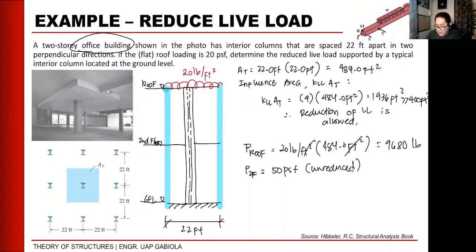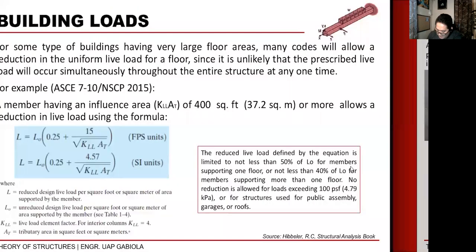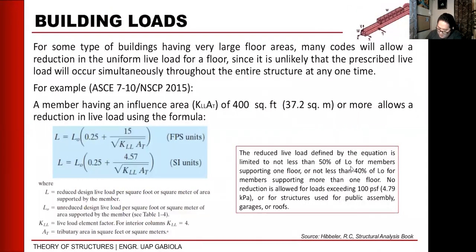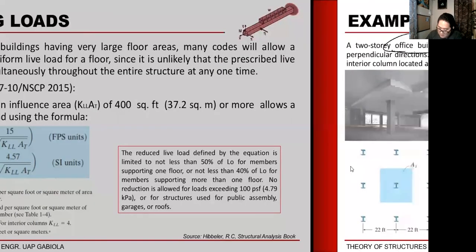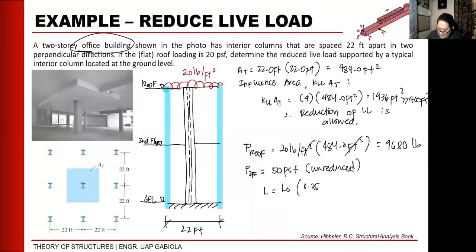Okay? Pero since na-prove natin dito sa portion na to na reduction of LL is allowed, calculate natin yung value ng L. So, L is equals to L sub O, formula niya, times 0.25 plus 15 over square root ng KLL AT, 80. Okay? Substitute ko lang. So yung L sub O again yung nakuha natin sa table. So 50 times 0.25 plus 15 all over square root nung KLL natin.